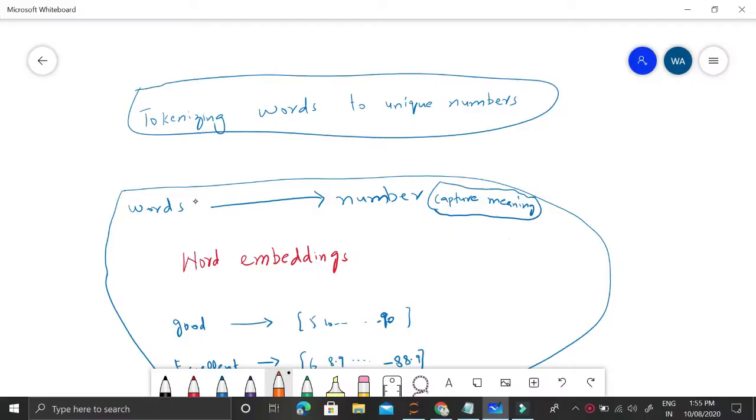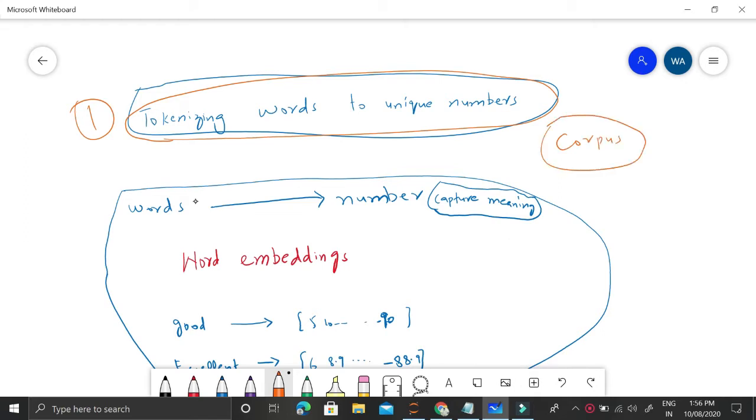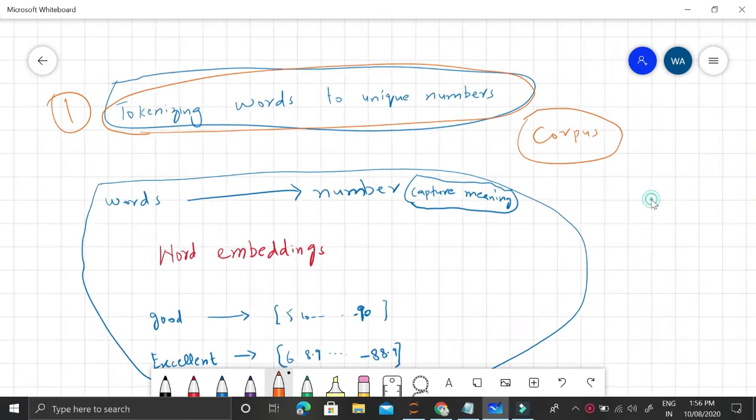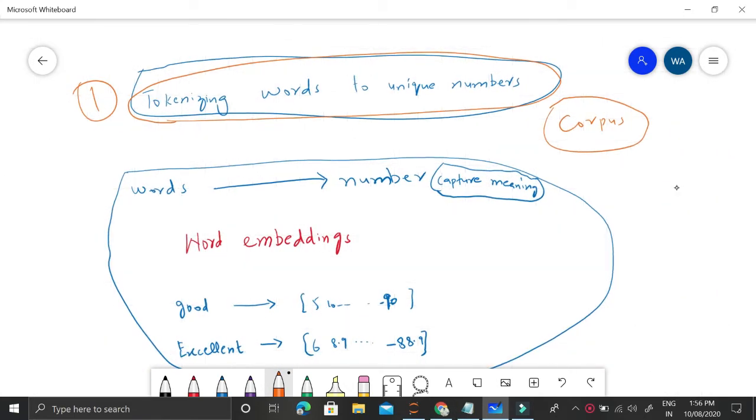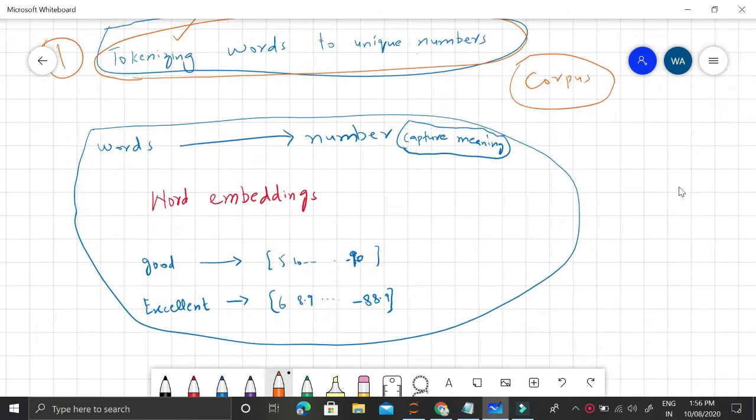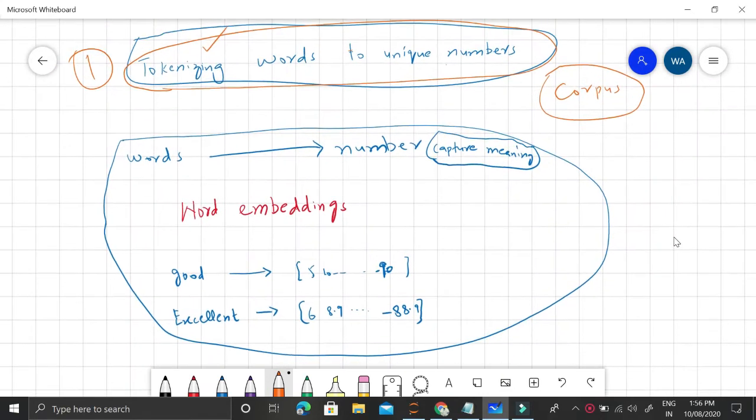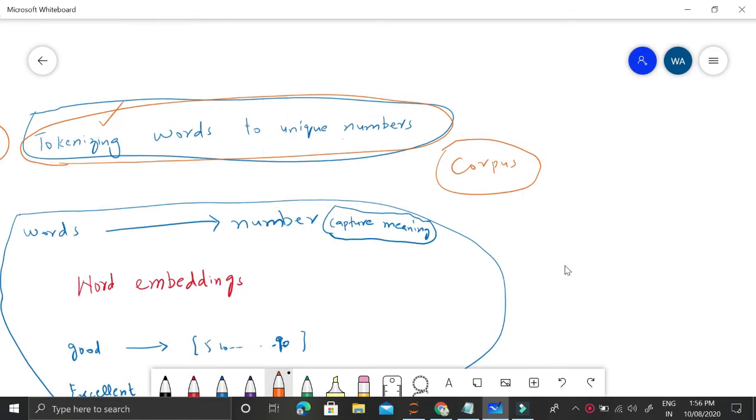Okay, so the first thing that we have to do is basically tokenizing the words to unique numbers. So consider we have a corpus of data, so all of the text that we will be dealing with in our training data set for text classification is what we call corpus. So all of the words in our corpus should have a unique identity, should have a unique number. This process is called tokenization, and TensorFlow has great functions for tokenizing those words automatically. However, it is really easy if you want to do it manually.